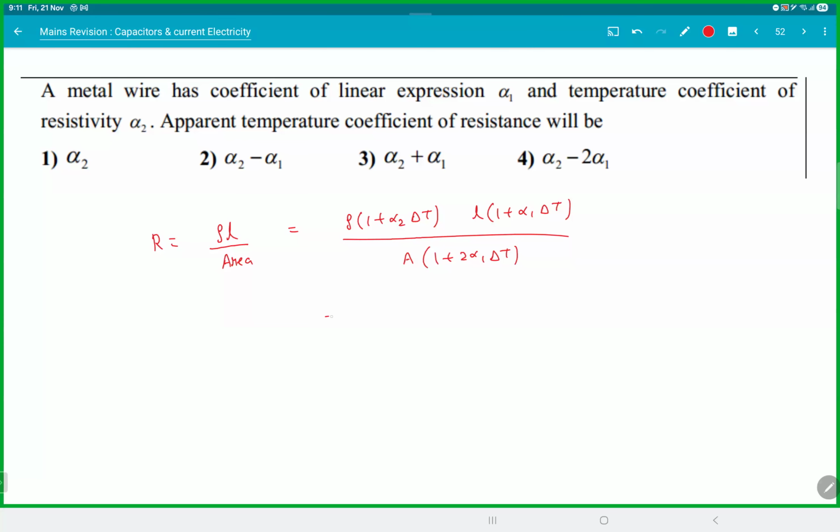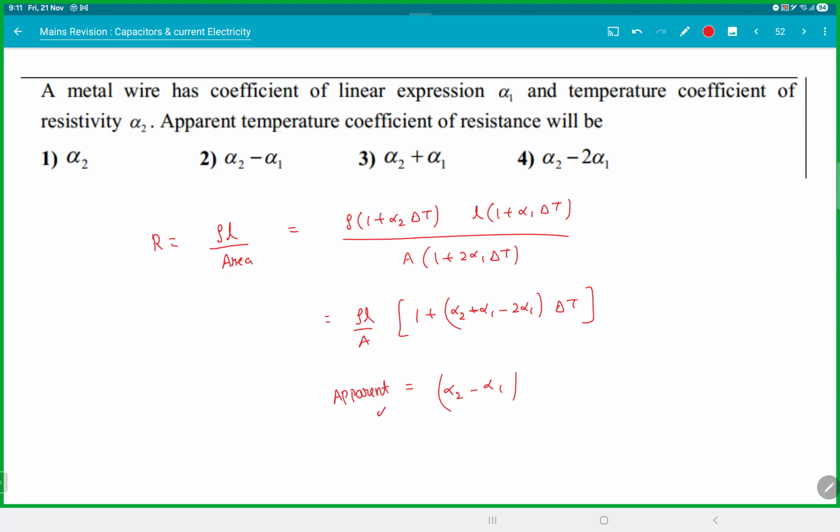So with the binomial approximation, when it goes up, this will become rho L by area into 1 plus alpha 2 minus alpha 1 minus 2 alpha 1 delta T. All other higher terms are ignored. So therefore, apparent expansion will be alpha 2 minus alpha 1. That's your apparent alpha.